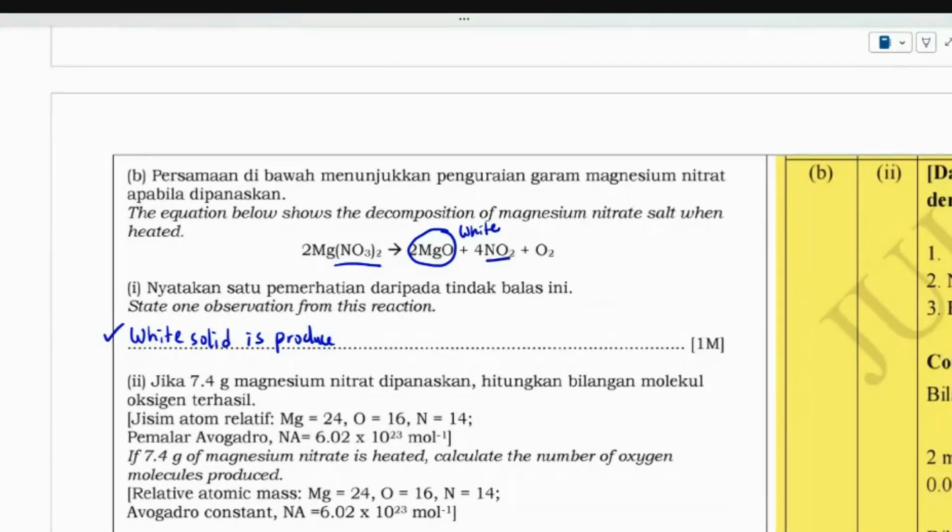Another one is nitrogen dioxide. Anyone know what is the color of this gas? It's a brown color. So brown gas is released. Any one of these will do.